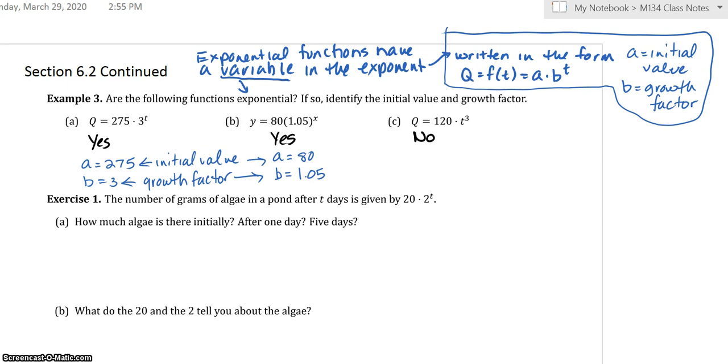So go ahead, you guys try the same thing with exercise 1. You can pause it, come back. It says that the number of grams of algae in a pond after t days is given by this formula. How much algae is there initially? After 1 day, after 5 days, what does the 20 and the 2 tell you about the algae? By the way, this is exponential because it has a variable in the exponent. So go ahead and pause it if you have not done so already, and come back when you are done.